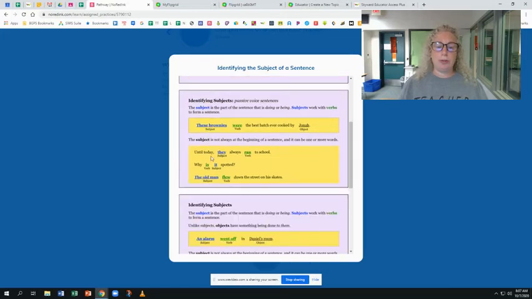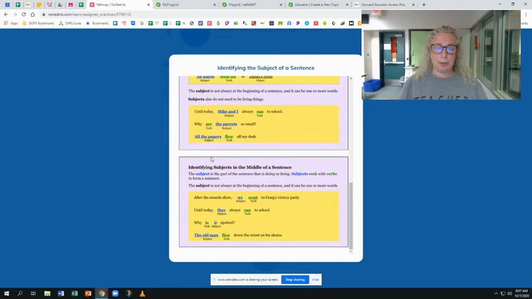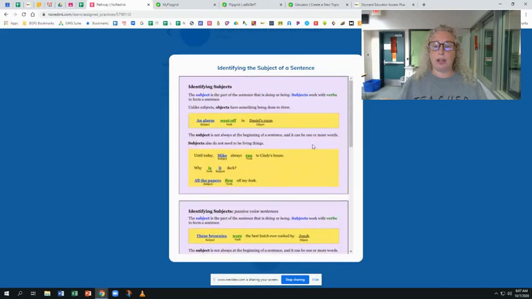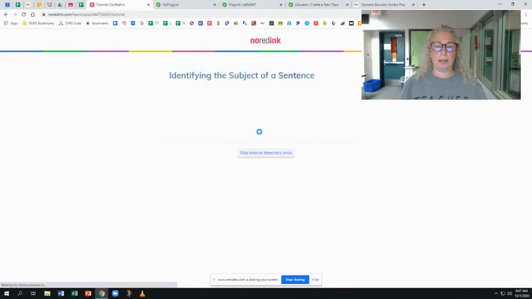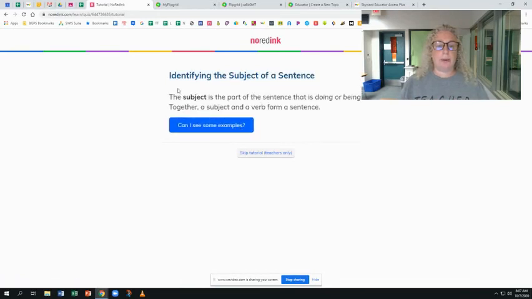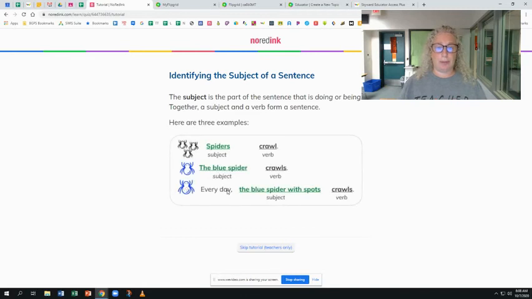Okay? So you need to read the lesson. And once you've read the lesson, all you need to do is click anywhere outside that box, anywhere in the blue, and then you go to the practice. Okay? So: identifying the subject of a sentence. The subject is the part of the sentence that is doing or being. Together, a subject and a verb form a sentence. And then you can see some examples. Here are three examples. Spiders crawl. The blue spider crawls. Every day the blue spider with spots crawls.